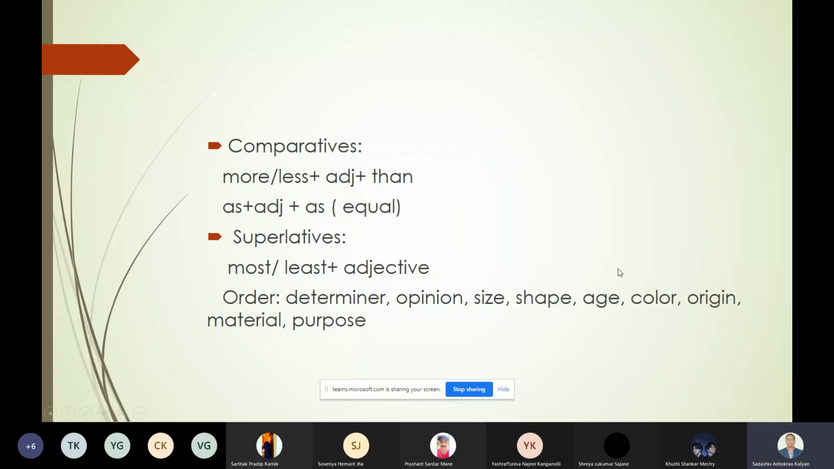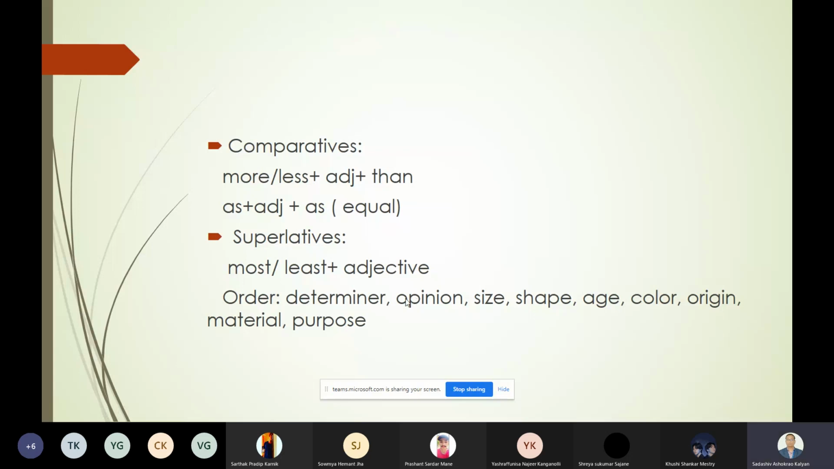Whenever we want to present various kinds of opinions, we are using various kinds of adjectives, like size or shape, bigger or smaller. Related with age, elder or older. Color, various kinds of colors are there. Then related with the origin. So this is one kind of order, and whenever we are trying to define any one of the size, shape, age, color, origin, material, purpose, at that time we are using the word adjective.